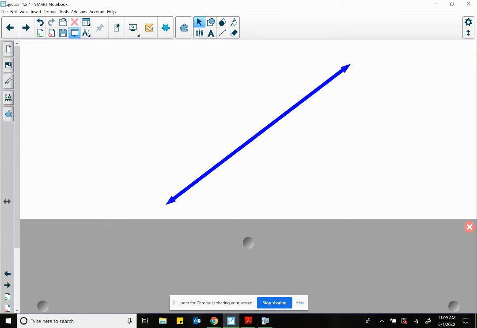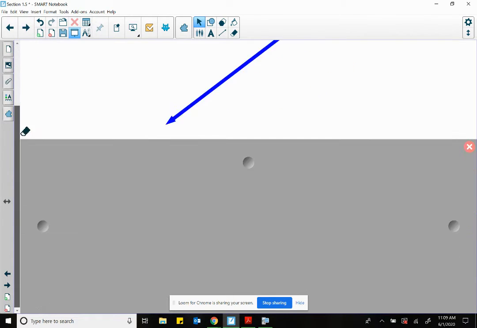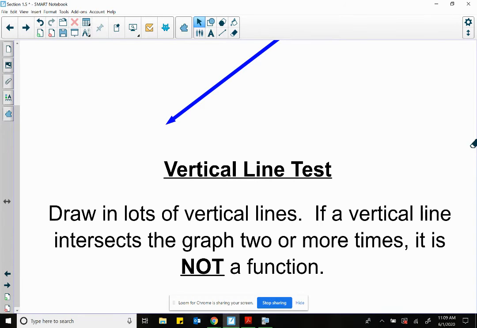Well, lucky for you, we have what is called the vertical line test. And here's what the vertical line test says. Vertical line test: you're going to draw in lots of vertical lines, hence why we call it the vertical line test. If a vertical line intersects the graph 2 or more times, it is not a function. Because the moment the vertical line intersects the graph twice, that means that x value is cheating. Okay?